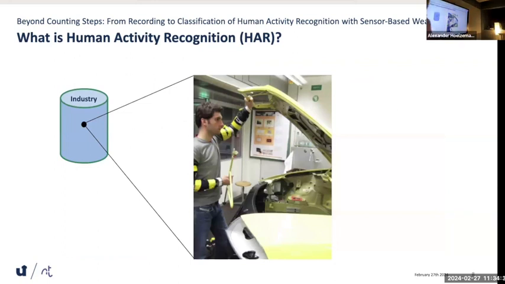Another important domain is industry. Here you can see a streamline worker at the car manufacturer Skoda. I'm not sure if this brand is popular in the US. In Europe it is. It's from the Czech Republic. So this worker here is equipped with wearable sensors on his arm, and I think also on his chest.